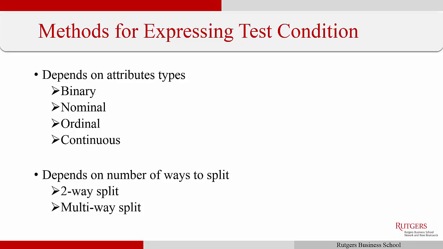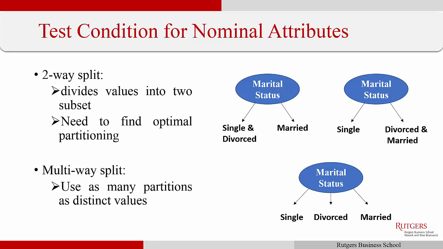So the methods for expressing the test condition depend on the attribute types, for example, binary, nominal, ordinal, and continuous. Also, the method is dependent on the number of ways to split it. We can have a 2-way split, which is also called the binary split, and also we can have a multi-way split. Here we have the test condition for nominal attributes.